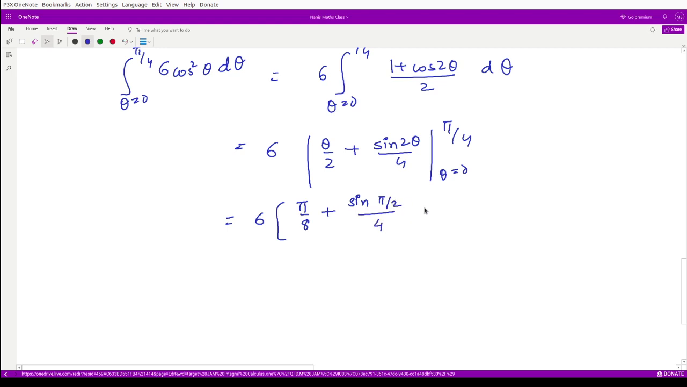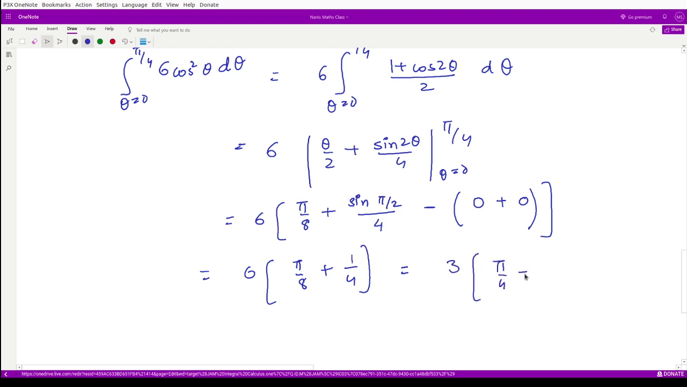This is the upper limit, and when you substitute the lower limit, it would be 0 plus sine of 2 into 0, that would be sine 0. So this term would be 0. So we have 6 into pi by 8. Now sine pi by 2 is 1, so we have 1 by 4. So this term becomes equal to 3 pi by 4 plus 1 by 2. So this is the value of the area of the given region that was required in the question.